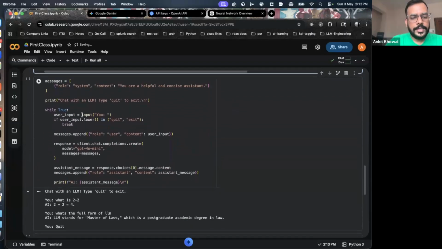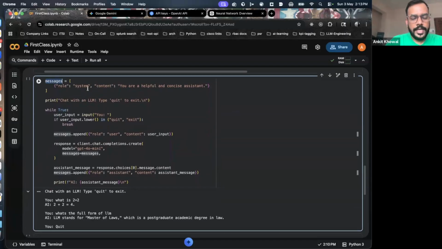Okay. So now see this example. I am just creating a small chat-based example, a small chat-based system wherein you see I have defined some messages. See this first message. I have a role system and I have content: You are a helpful and concise assistant. Then: chat with an LLM, type quit to execute.